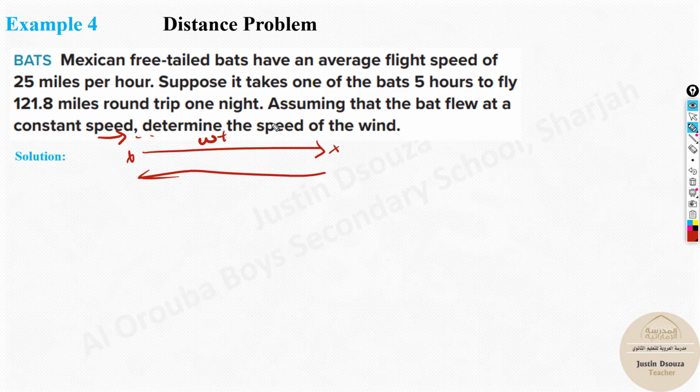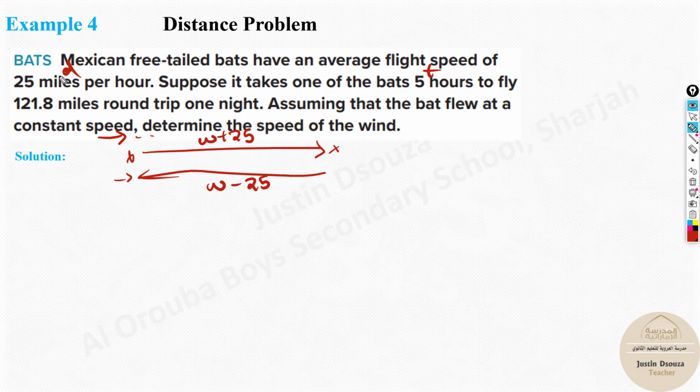What is its speed? 25. It is going at the speed of 25 miles per hour, right? So it will be 25 plus W. But when it's coming back, it is against the speed of the wind. So over here there's a clash, friction, that you need to put more pressure. So it'll be much harder. It'll be 25 minus W. That's it.